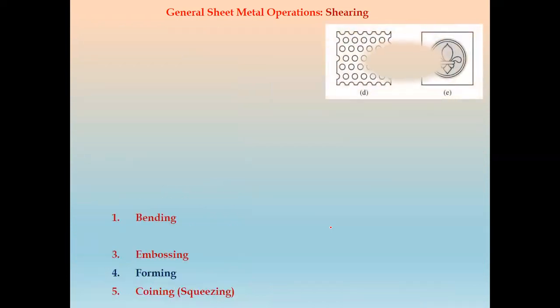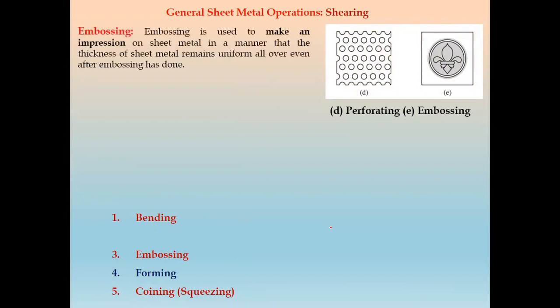Now next we have embossing. Embossing is used to make an impression on a sheet metal. Okay, so we emboss on sheet metal. We produce, for example, a logo. Now this is one logo. So we produce a logo inside this sheet metal by embossing. That operation is called embossing.